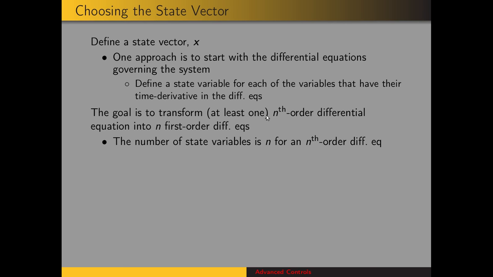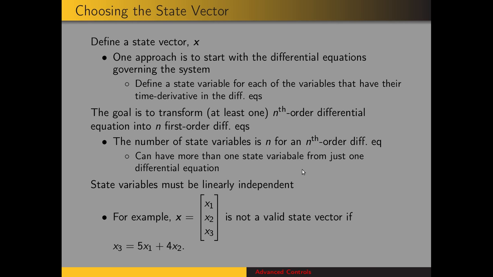So we had one nth order differential equation in our second order system, and we ended up with two first order differential equations. For each nth order differential equation, we're going to have n state variables. Thinking back to the second order example, we had more than one state variable from just one differential equation. So for that second order system, we came up with two state variables.